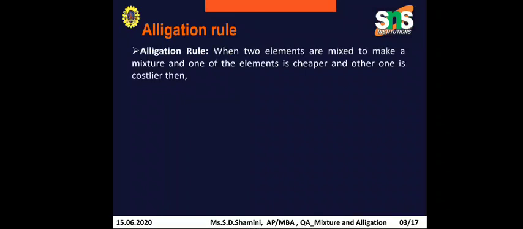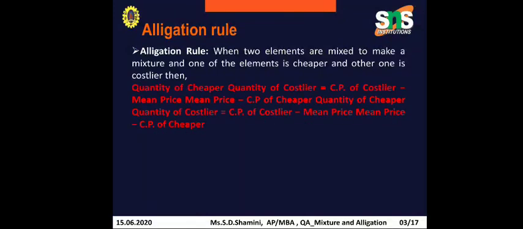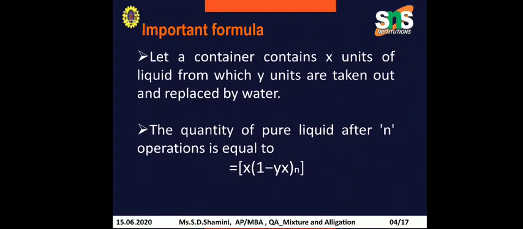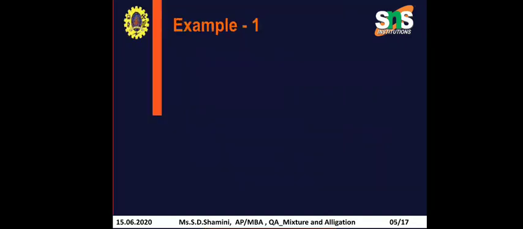So the alligation rule, as I said: when two elements are mixed to make a mixture, one of the elements is cheaper and the other one is costlier, then the cost price and quantity are as given. And I have already insisted you remember this pictorial representation. Okay, I hope you remember. This is just for your remembrance. So the important formula, we'll just pass on to the problems now.